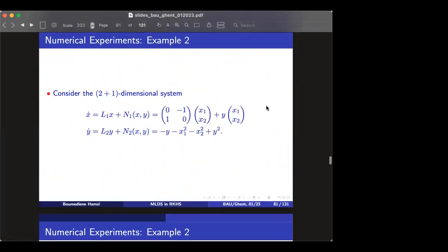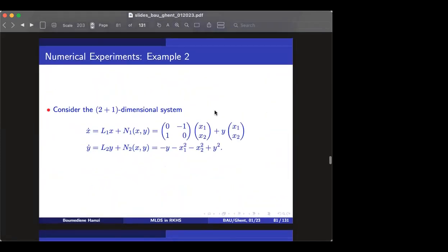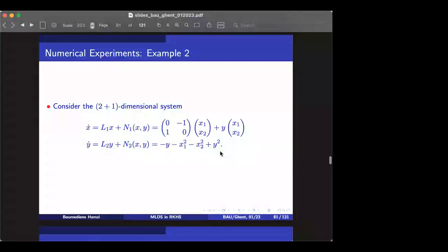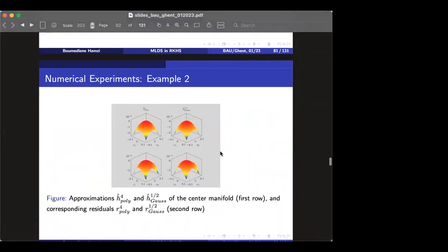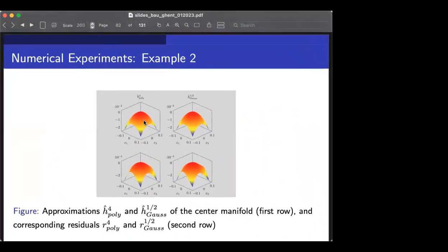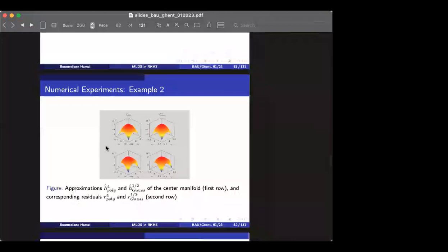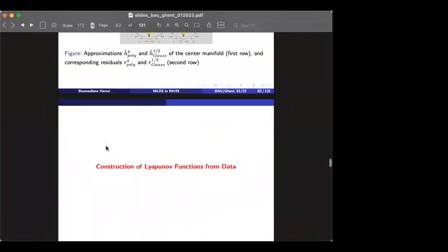And for this system here, the center manifold is of dimension 2. So we also use the same kernels, quartic and Gaussian. And then these are the x1 and x2 components here, which means that it's working well.